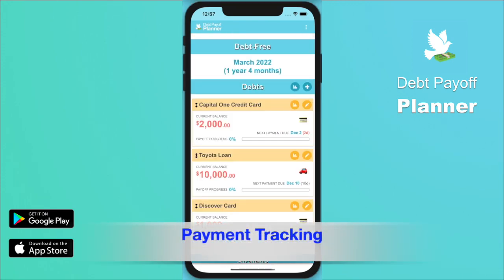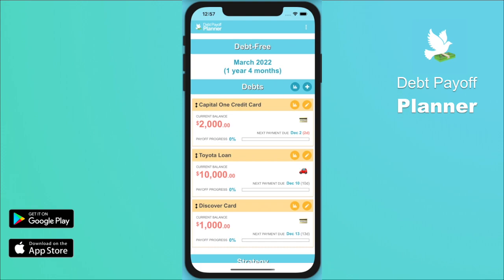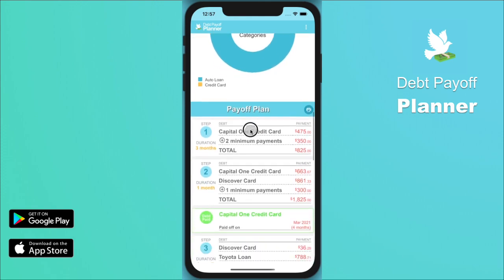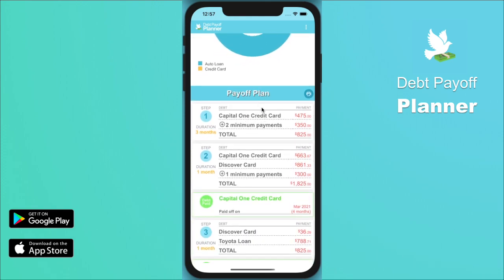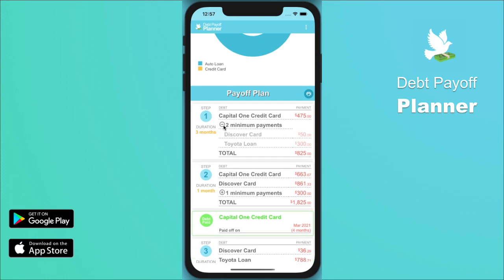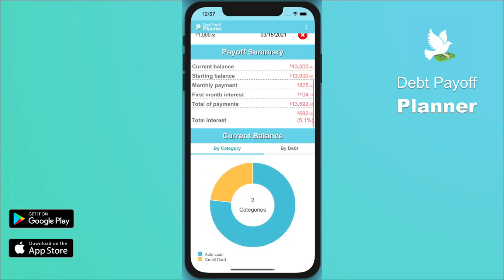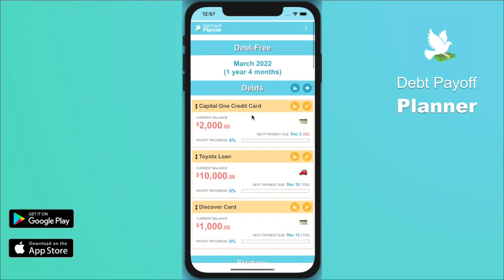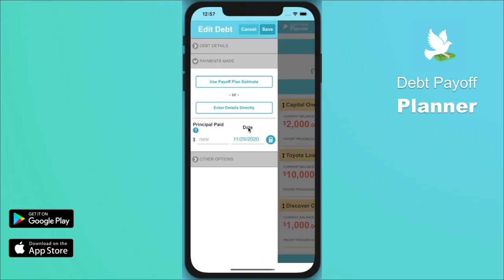In addition to creating a payoff plan, many people like to use the Debt Payoff Planner to also track their progress. So the plan itself tells you what you need to be doing. So for example, right now we have the avalanche turned on. So the Capital One credit card is the first one to pay off. And we're going to pay $475 and then make minimum payments on the other two. So when you go ahead and make that payment, the Capital One credit card, you can come in here and in the payments made section, you can go ahead and input that payment.